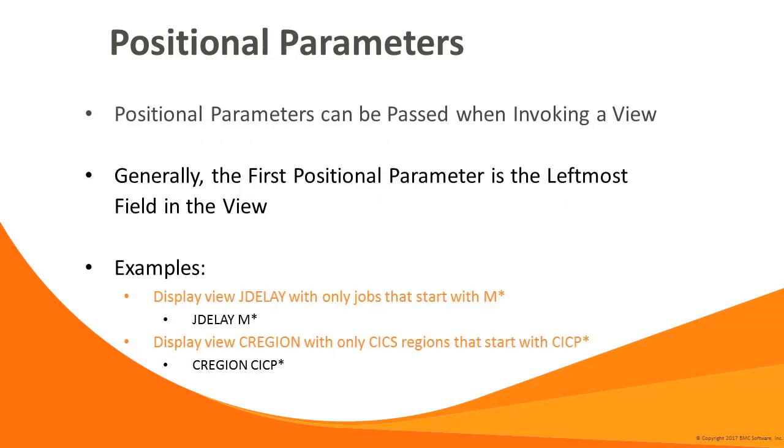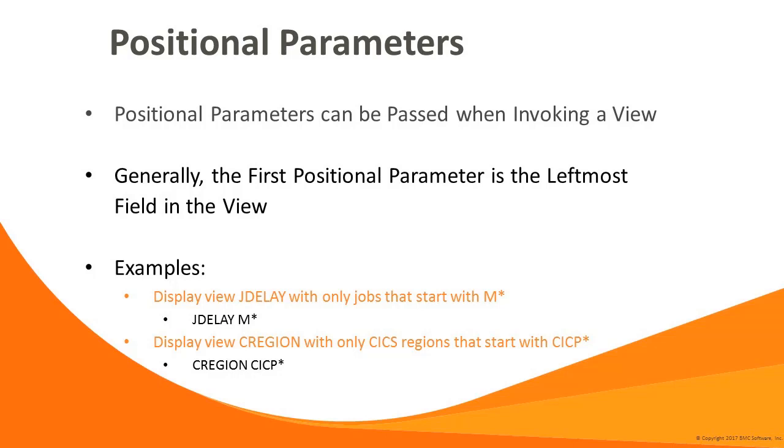MainView supports the use of positional parameters when invoking a view. Usually the first field in the view is the first positional parameter, but that's not always the case. To determine what the positional parameters are for a view, go into View Customization using the CUST command and select option P. This will show a list of the positional parameters with their element names or variable names, as well as the column for that value. You can also add positional parameters by assigning them in the Filter L option for a column.